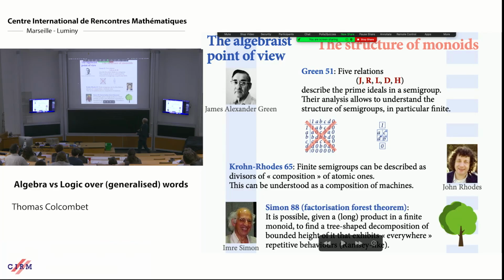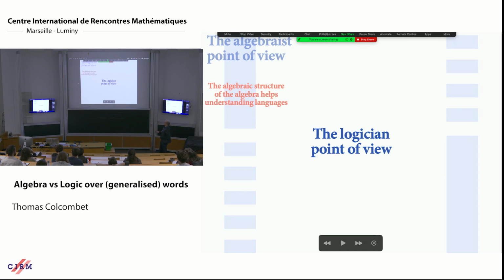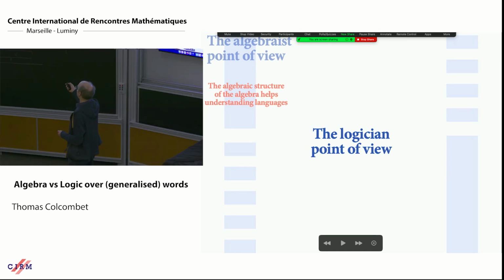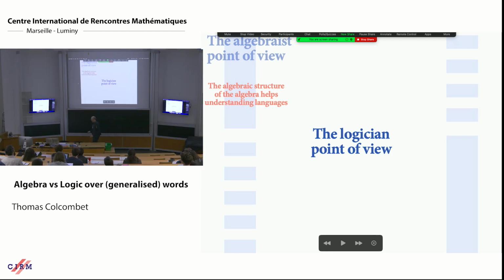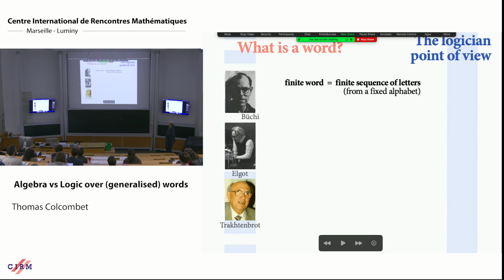Okay, so now the other side of the story. What I've explained here is that if you see from the eye of an algebraist, then you understand a lot of things about the structure, what is inside languages, by looking at the minimal algebra that recognizes them. But there is another point of view, which is the one of a logician. If you ask a logician what is a finite sequence of letters, he will say, oh, but that's a model.